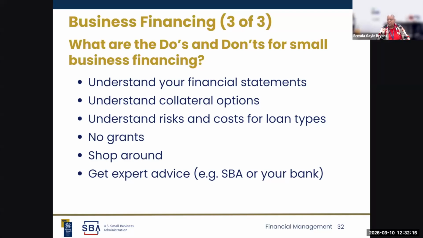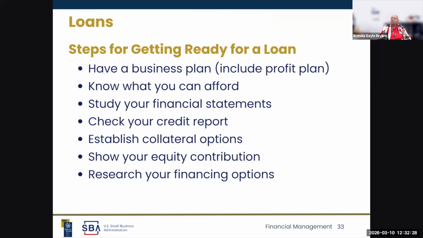So if I'm signing something and then I look at it and go, I can't do that. Well, you already signed it. Now you're obligated. You don't want to put yourself in that position. So what do you need to do to go get a loan? You need to have a business plan.